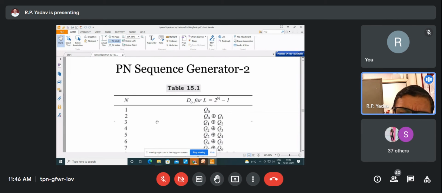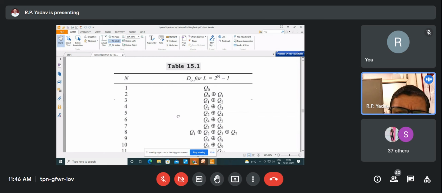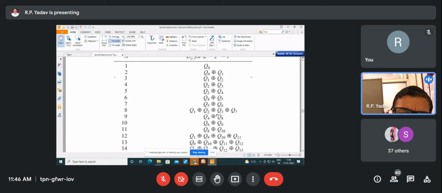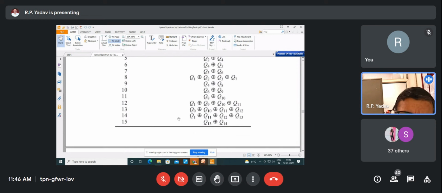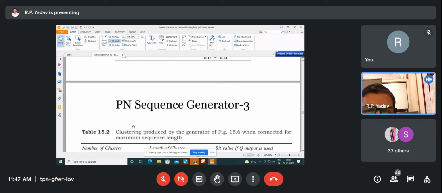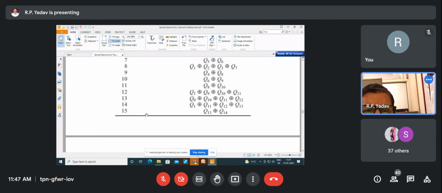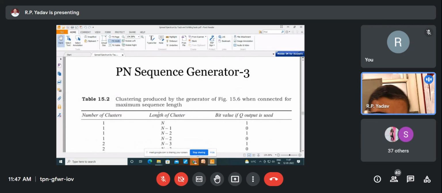Now look how this works. For L equal to 2 to the power n minus 1, and n is 1, 2, 3, 4, how many do you have? So I can define Q0 XORed with Q1. Likewise I can define others, and because if I have 4 flip-flops, there will be 15 patterns, 2 to the power 4 minus 1. So 15 different patterns will be generated, and I can make use of these linear feedback shift registers. This is the sequence produced by the generator in the figure when connected for maximum sequence length.